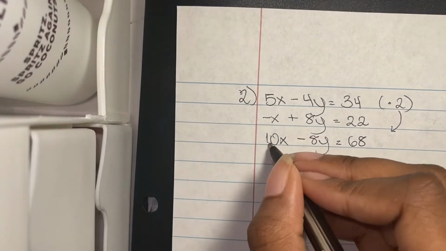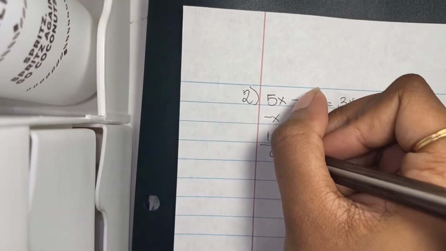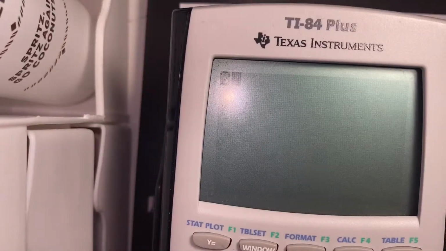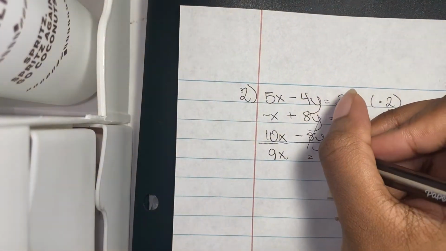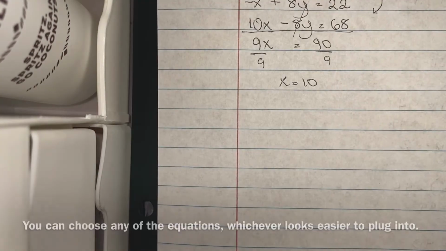Now all I have to do is cancel out. 10x minus x is 9x, the y's cancel out, and that gives me 90. Yes, 90. Then when you divide by 9 on both sides, you end up with x equals 10.